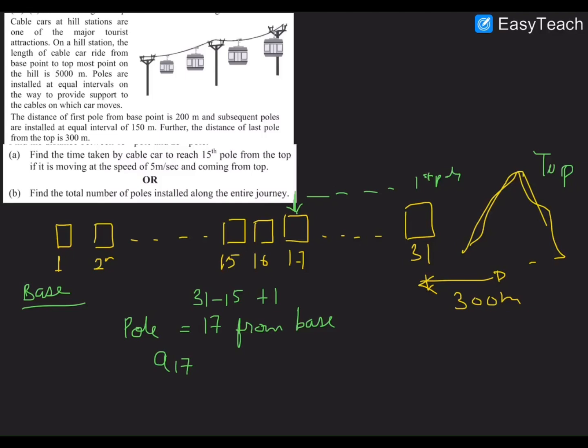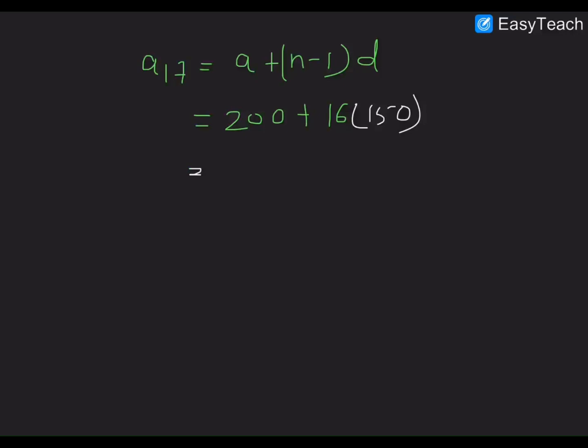So now there are two ways of calculating this. You can calculate A17. A17 is A plus n minus 1 d, which is 200 plus 16d, and d is 150. So this gives you 200 plus 2400, which comes out to be 2600 meters from the base.